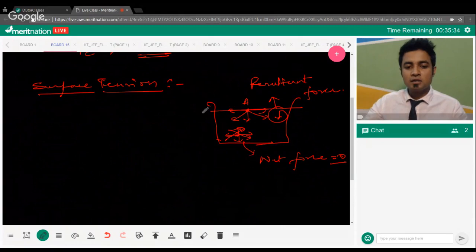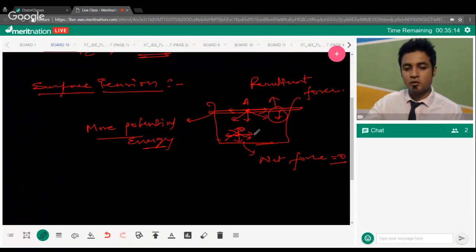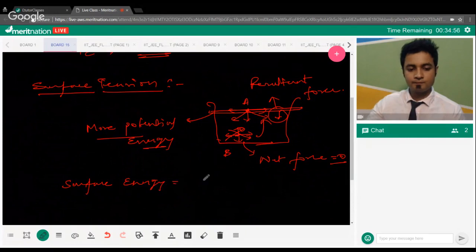That's why the upper layer of the liquid feels like a stretched membrane, and therefore it has more potential energy at the surface. If you want to take this molecule from position B to position A, you have to do some work. That will be stored in the form of surface energy, which we calculate as S into delta A.